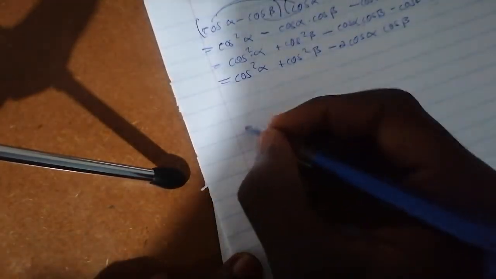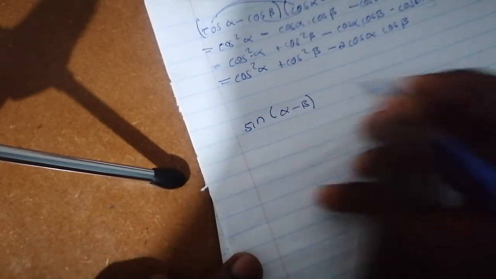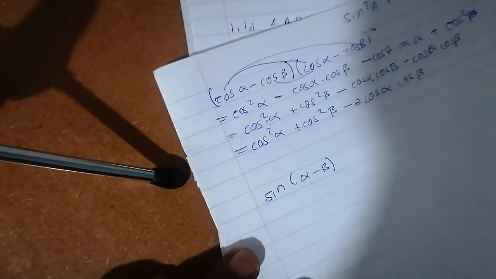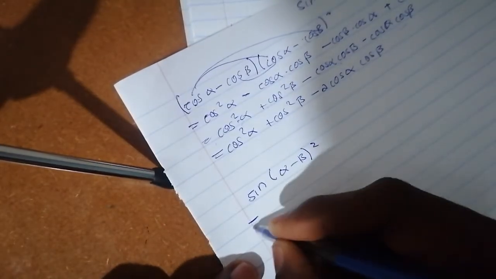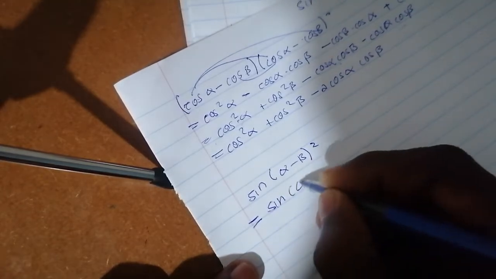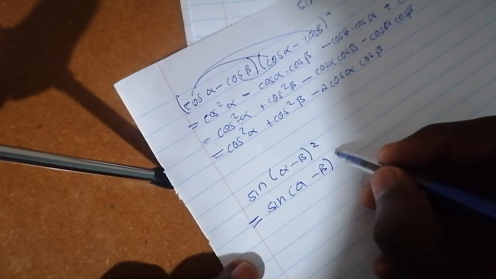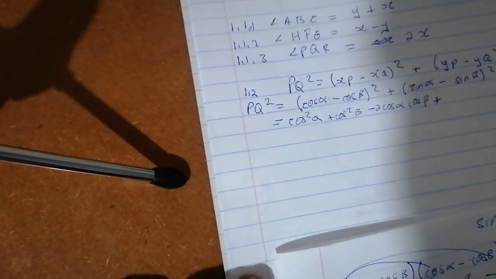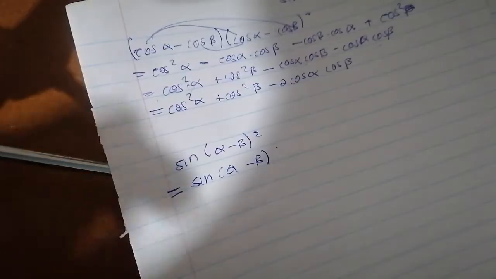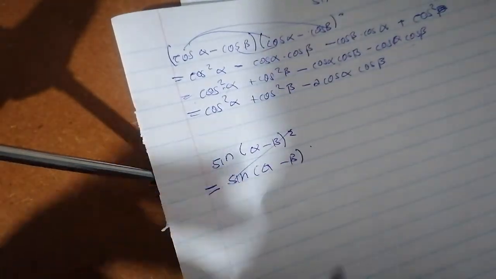So what is this bracket? It is the sine of alpha minus beta, right? And then squared, as you can see here guys. So what do we do? We expand the bracket, right? I get this one guys. Okay, sorry guys, I'm being fast.